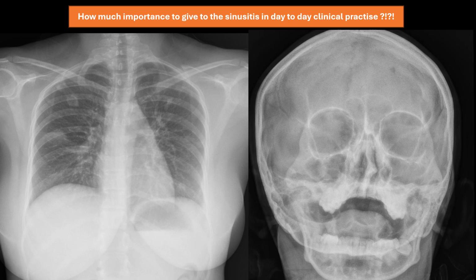So in exams, whenever you see a sinusitis and cavitating nodules, it's going to be Wegener's granulomatosis until proved otherwise. But in day-to-day clinical practice, how much importance to give to the sinusitis is going to be very, very skeptical, very whimsical also. This is in fact the PNS X-ray of this patient who had a left side sinusitis. So yes, sinusitis is also present in case of Wegener's granulomatosis.